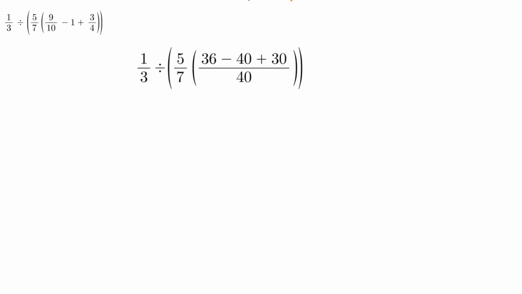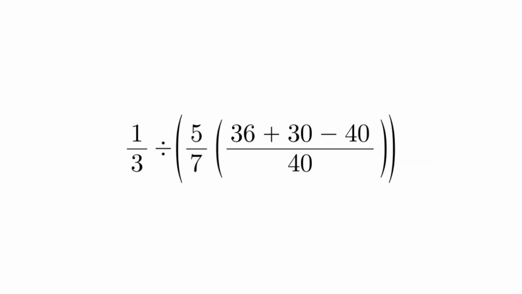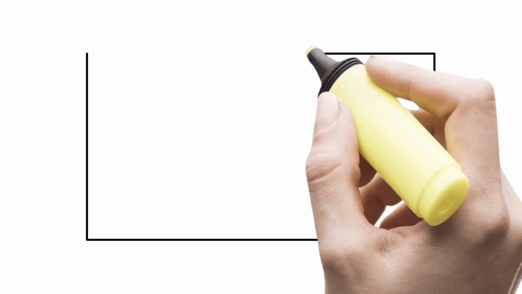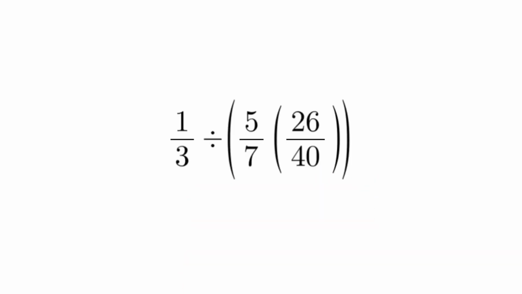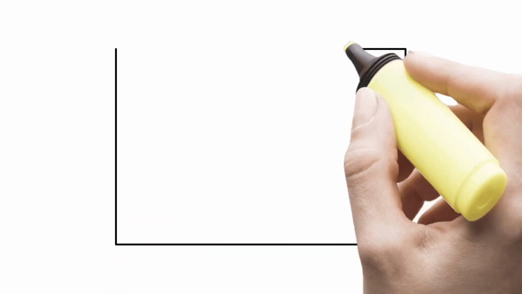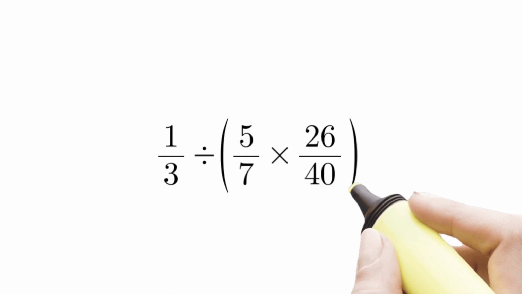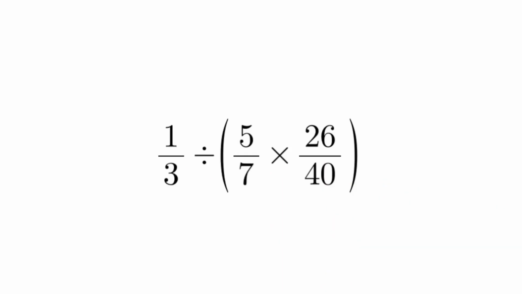Our equation can be rewritten as 1/3 ÷ [5/7 (36 + 30 − 40)/40]. Solving further, we have 1/3 ÷ [5/7 (26/40)]. The bracket inside implies multiplication. Therefore, we have 1/3 ÷ (5/7 × 26/40).